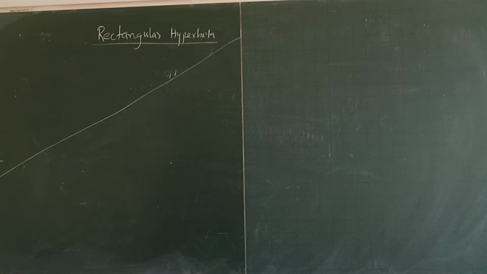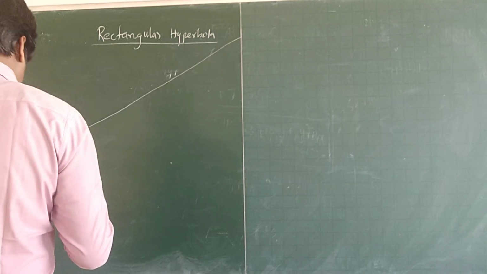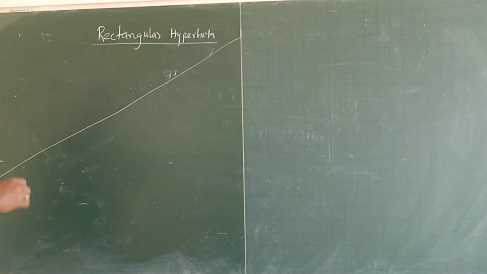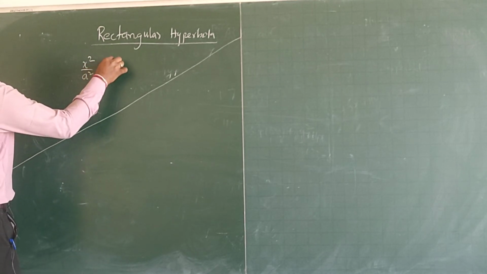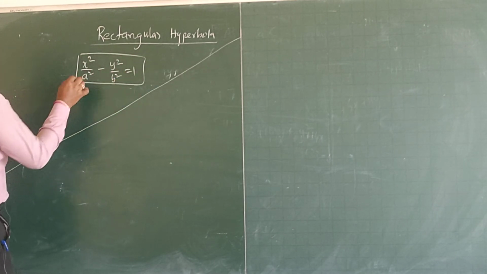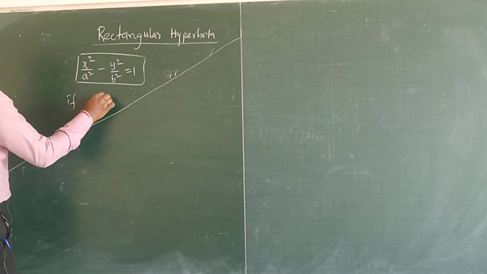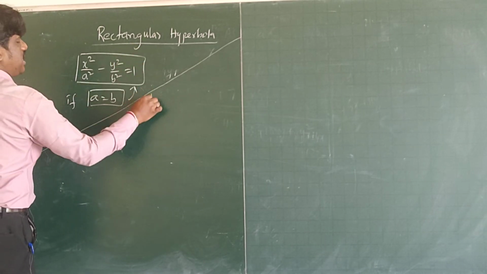To discuss the last concept of hyperbola, that is the rectangular hyperbola. What is the equation of a hyperbola? x square by a square minus y square by b square is equal to 1. This is the hyperbola equation. If a is equal to b, then it becomes a rectangular hyperbola.